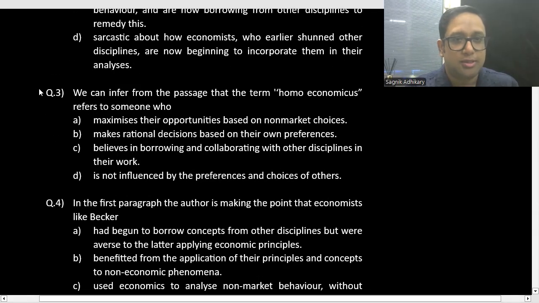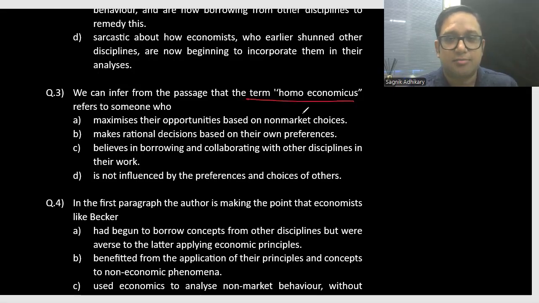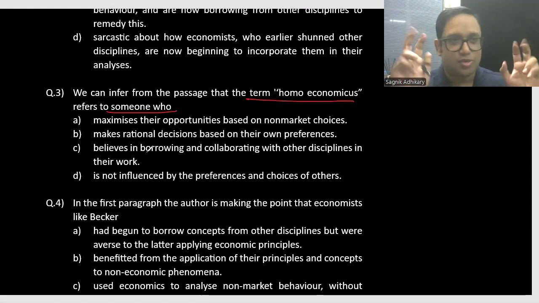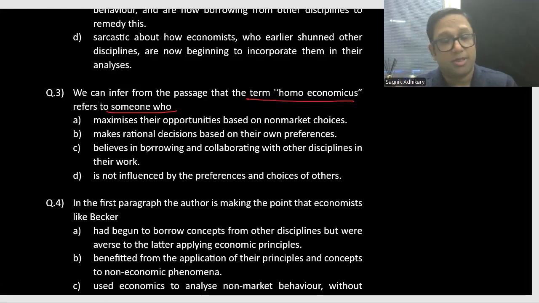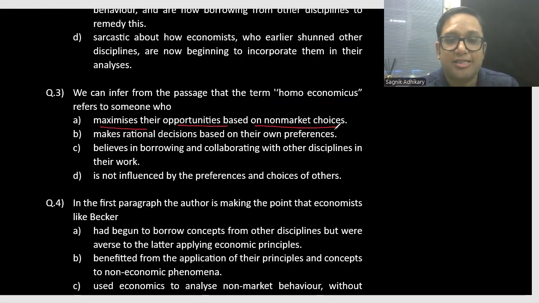So the term, we can infer from the passage that the term Homo economicus refers to someone. Yet again, we see that this does not point out where the reference is. The reference does not have a hyphen. It is not hyphenated. There's no quotation marks, single or double. So it is somewhat difficult to find the thing. In any case, A says maximizing their opportunities based on non-market choices. Non-market choices, not quite relevant to this context.